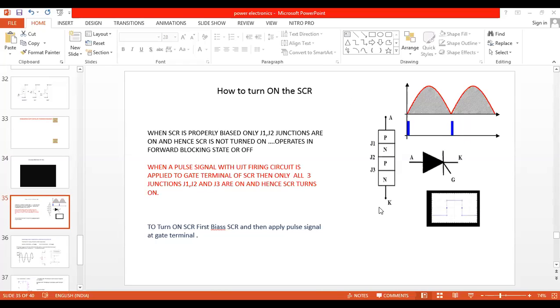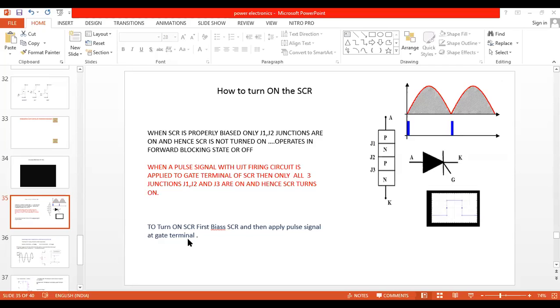The SCR has an anode, cathode, and gate. So what is biasing? When the SCR is properly biased, that is, the anode is connected to the positive terminal and the cathode to the negative terminal, the SCR is not yet turned on. Only junctions J1 and J2 are forward biased. The SCR will be on when all three junctions are forward biased. So what is the procedure to turn on the SCR? What is the statement we have to write if a theory question is given: explain the working principle of SCR.